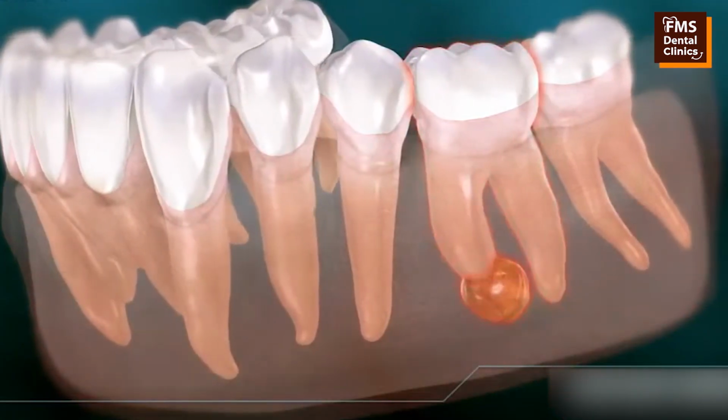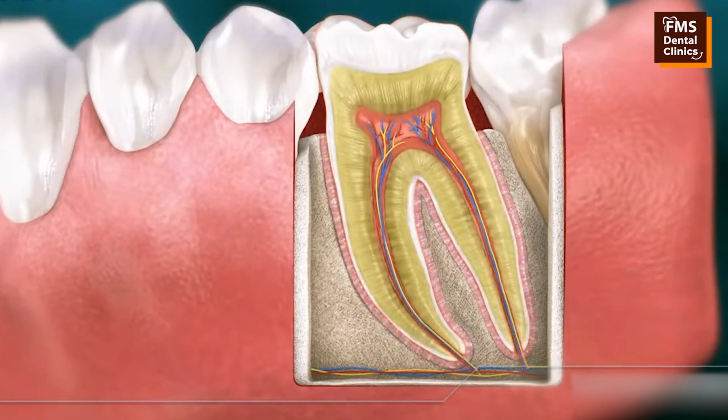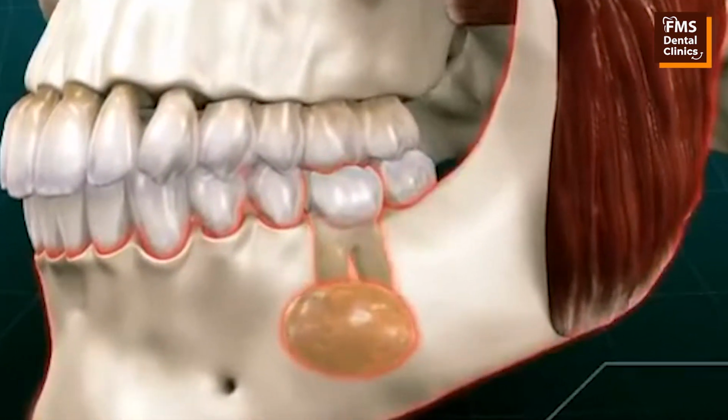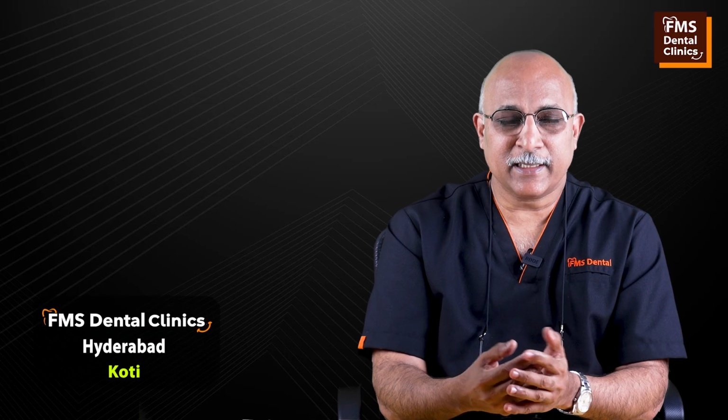Space infection is a collection of pus around the tooth, which we can see in the jaw as a swelling, and sometimes the pus can extend up to the neck area, and this can be a medical emergency where the patient has to be admitted to the medical hospital and he has to be treated for that. So this is the second thing.